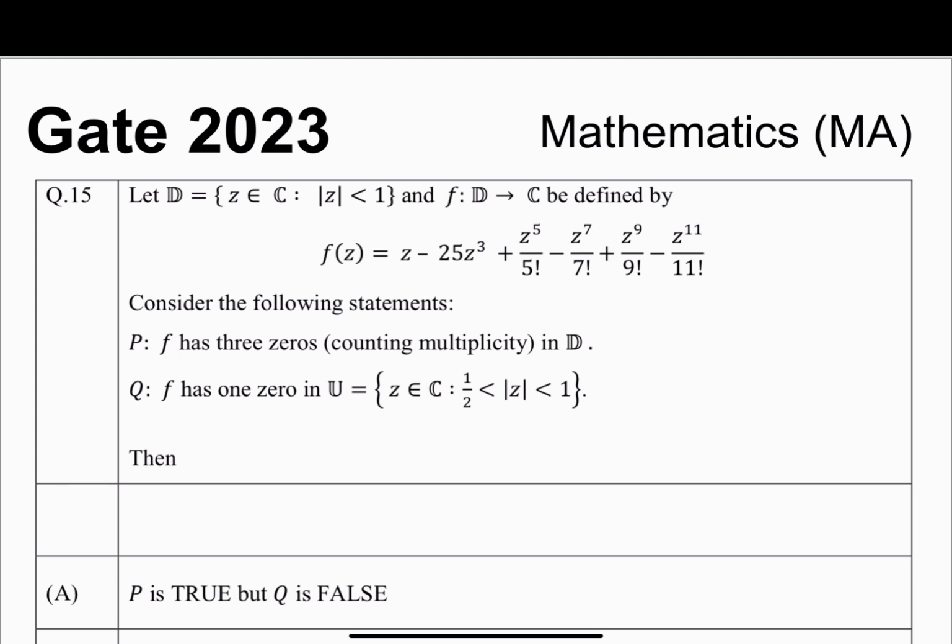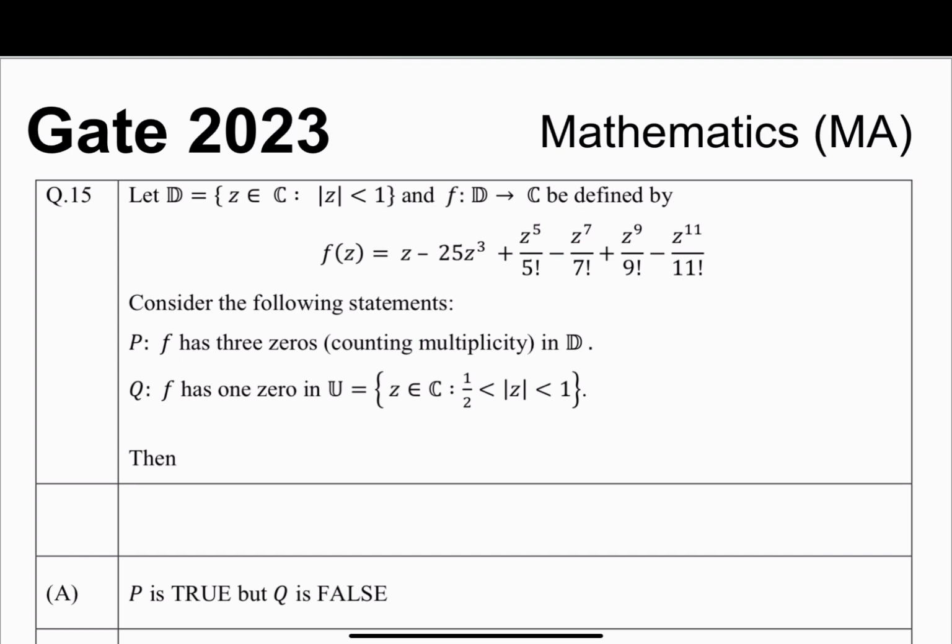Okay, so today we will solve GATE 2023 questions. This is a question from complex analysis. It's question number 15. Let D be the open unit disk in the complex plane, and f is an analytic function from D to C, which is defined by this, and two statements are given.